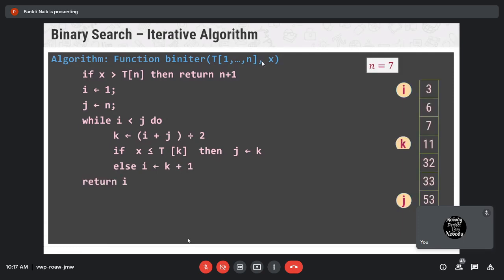So let us understand this algorithm with the use of an example. Here we have a total of 7 elements in our array, so n equals 7. The value of array t is 3, 6, 7, 11, 32, 33 and 53. Then the value of i is 1, so it will point to the first element, and j equals n, so it will point to the last element of the array. The value of k equals i plus j.